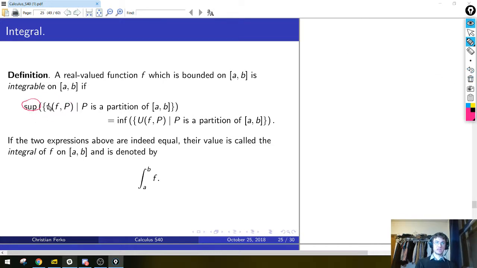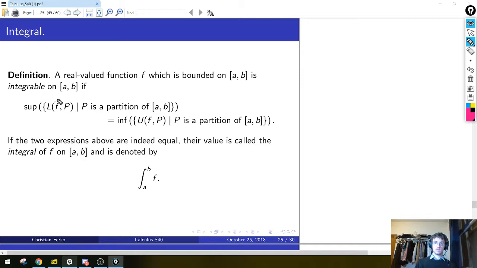So we're taking the biggest of all of the lower sums. Right? Now remember, that makes sense, because the lower sums get bigger as you make the partitions finer. So we want to find the biggest, or the least upper bound of these. So we want the supremum of the lower sums to be the infimum of the upper sums, because remember, the upper sums get smaller and smaller as we make the partitions finer.